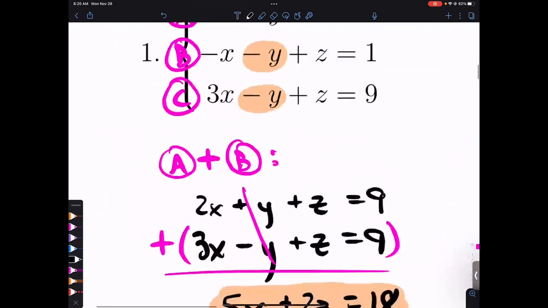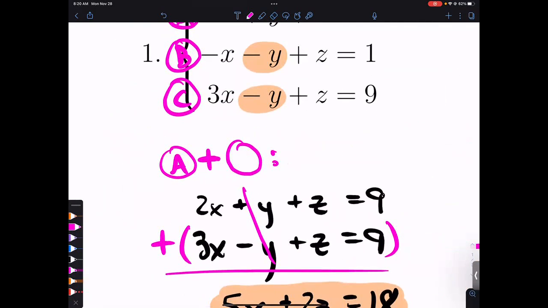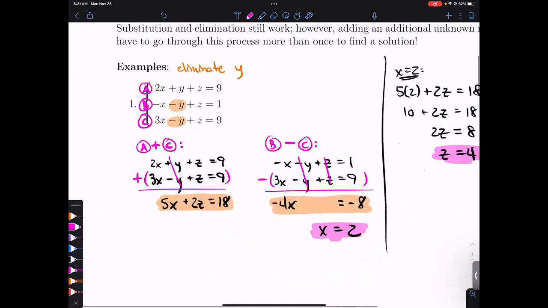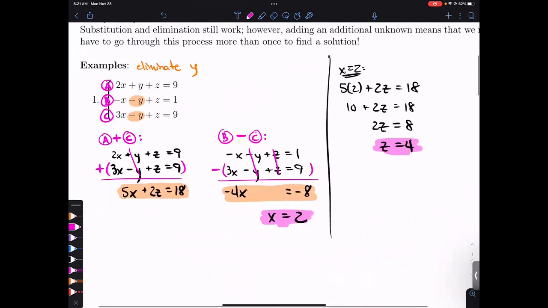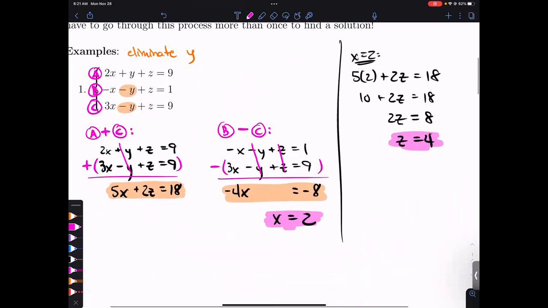Oh, okay. Yes. No, I just wrote that wrong. That was a plus c. Sorry. Yeah. Okay. We didn't do any math wrong. I just labeled it wrong. Yeah. Sorry. Thank you.